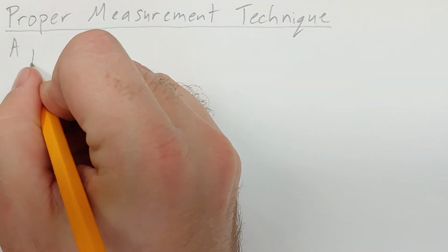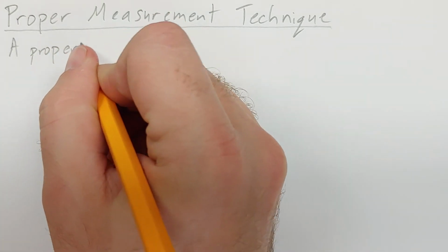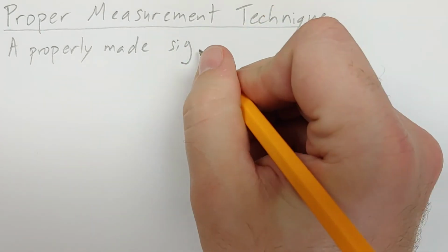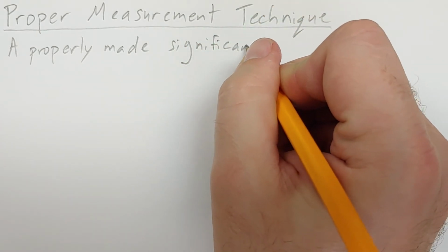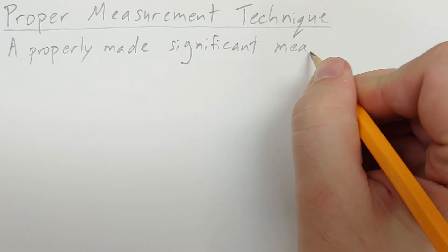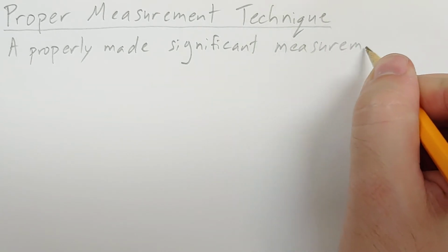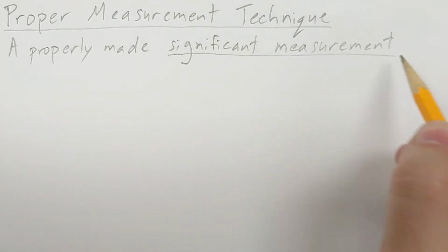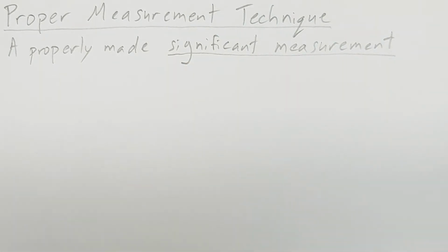So, a properly made significant measurement. Significant measurement should sound kind of familiar. Those of you who've taken chemistry talked about significant figures, which are the mathematical operations that help us keep track of where this estimate that we just talked about is in any properly made significant measurement.